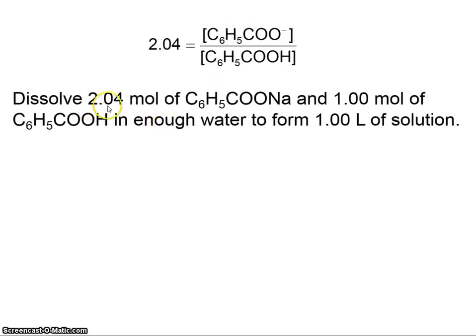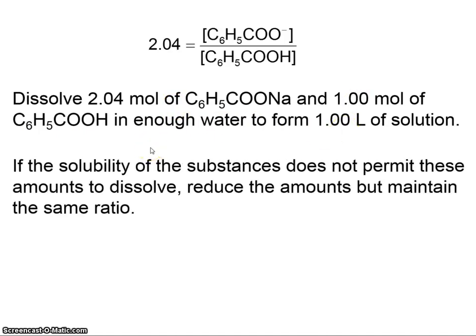So I can dissolve 2.04 moles of sodium benzoate and 1 mole of benzoic acid in enough water to form 1 liter of solution. If the solubility of these substances does not permit them to dissolve, you can reduce the amounts but keep the ratio, right? So I could take half the number of moles and half the number of moles. It'll be the same ratio, and that means it'll still have the same pH. It won't be as strong a buffer. It won't have the same buffering capacity, right?